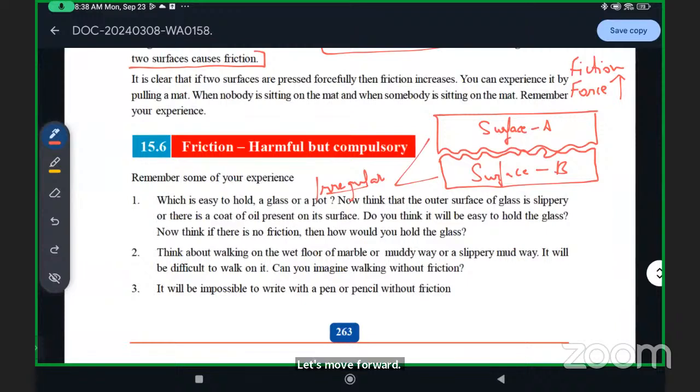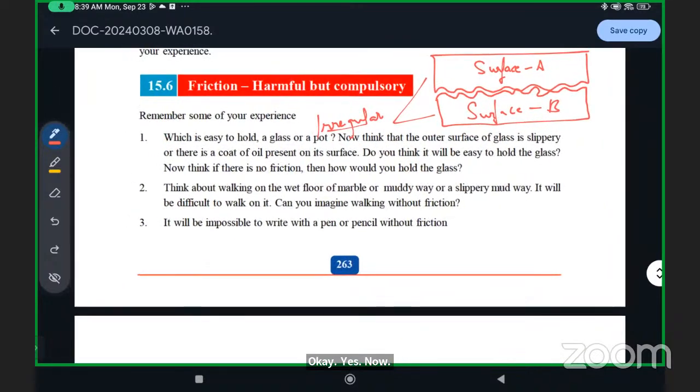If two surfaces are pressed forcefully, then the friction increases. You can experience it by pulling a mat, when nobody is sitting on the mat and then somebody is sitting on the mat. If nobody is sitting on the mat, we can easily pull it. But if someone is sitting on the mat, it will be harder for us to pull the mat.